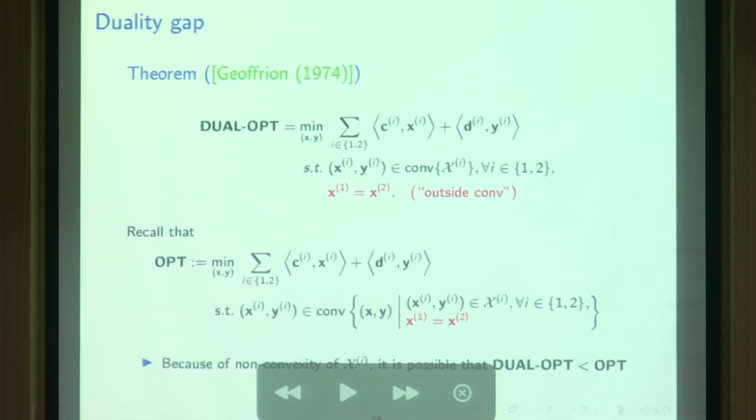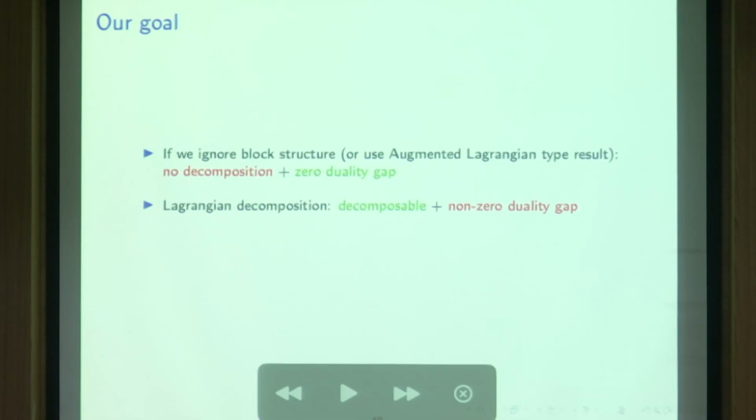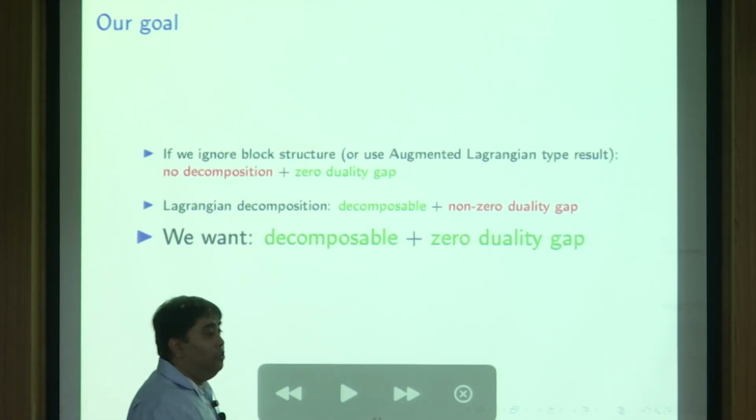Okay, and this is not surprising, it's a non-convex program. So what we'd like to do, maybe first let's talk about it. If I completely ignored the block structure and gave it to my favorite solver, then there's no gap. But what's the problem? The problem is I don't exploit the natural decomposability in the problem. On the other hand, if I use this Lagrangian decomposition, it really works well in practice. I can exploit this decomposability, but there is a non-zero gap, as I just showed you. And so, of course, greedy as we are, we would like to get both of these. We would like a method which is decomposable and has zero duality gap.